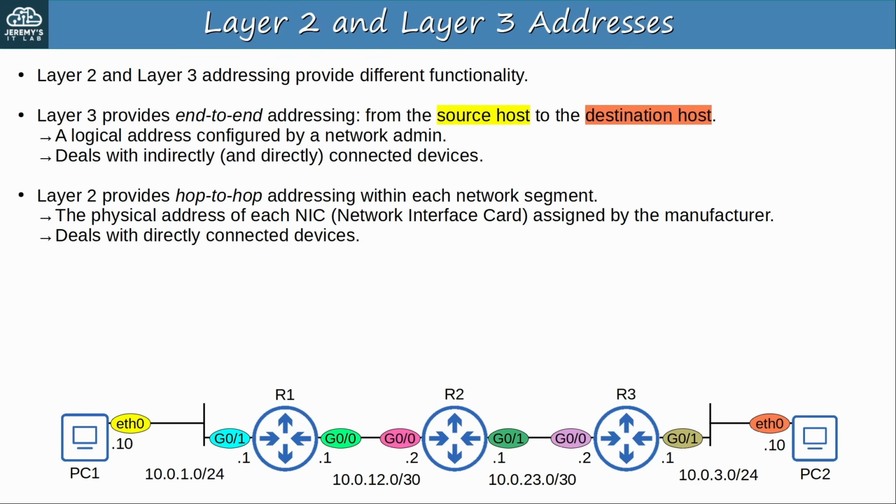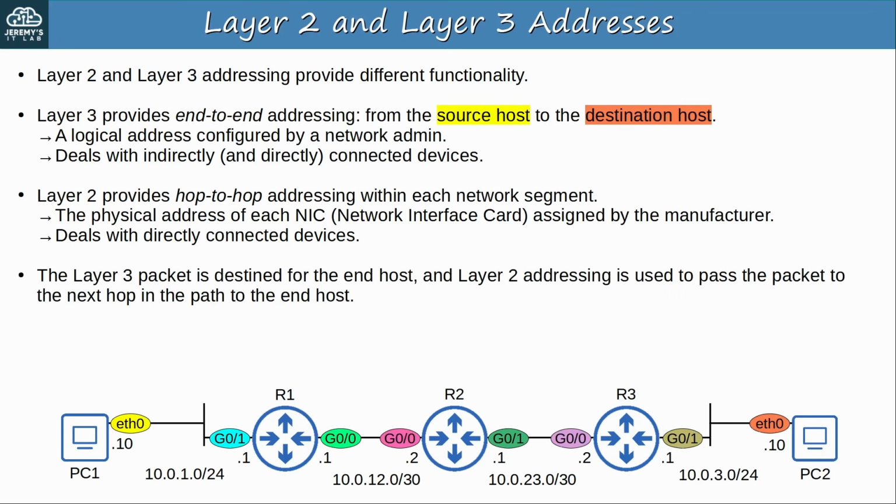Layer 2 deals with directly connected devices, not necessarily connected with the same cable, but connected to the same Layer 2 domain, for example, hosts connected to the same switch. The Layer 3 packet is destined for the end host, and Layer 2 addressing is used to pass the packet to the next hop in the path to the end host.